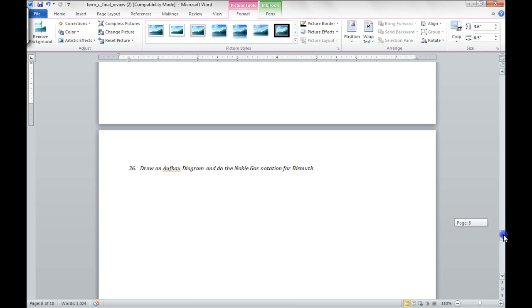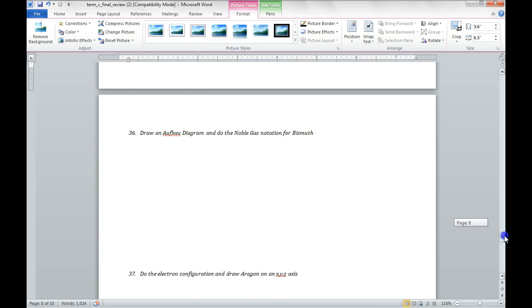Next one. Aufbau diagram and noble gas notation for bismuth. Bismuth is Bi all the way at the bottom. It's a lot. Aufbau is going to show the arrows. I'm not going to do it all. I'm going to do noble gas notation. Sorry, I'm cheating. If you're having problems with the Aufbau, with the arrows up, down, and showing how the electrons are filling, let me know. Come see me.